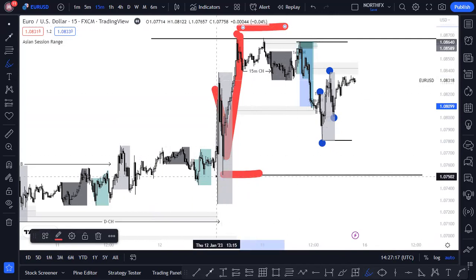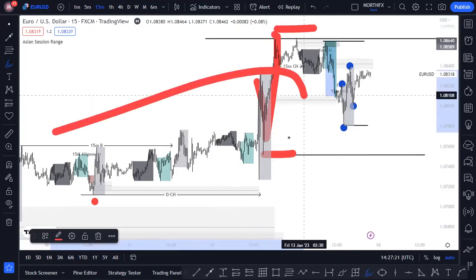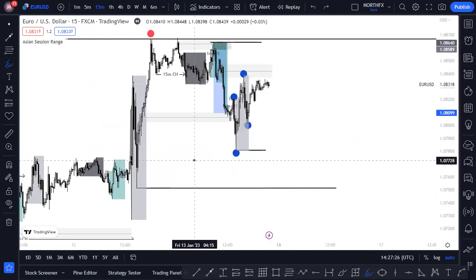For me to be very sure that the 4 hour is going to pull back, you can see this price action right here. This price action right here is very messy. So we have to be very careful on whatever we do on this time frame.